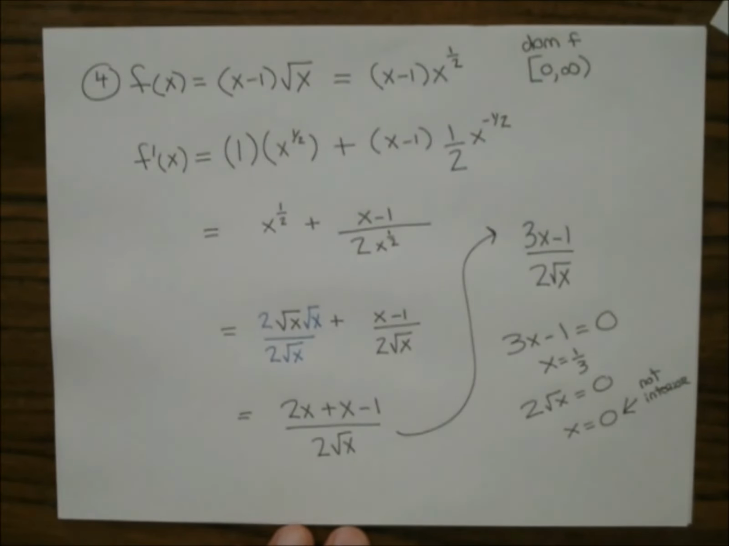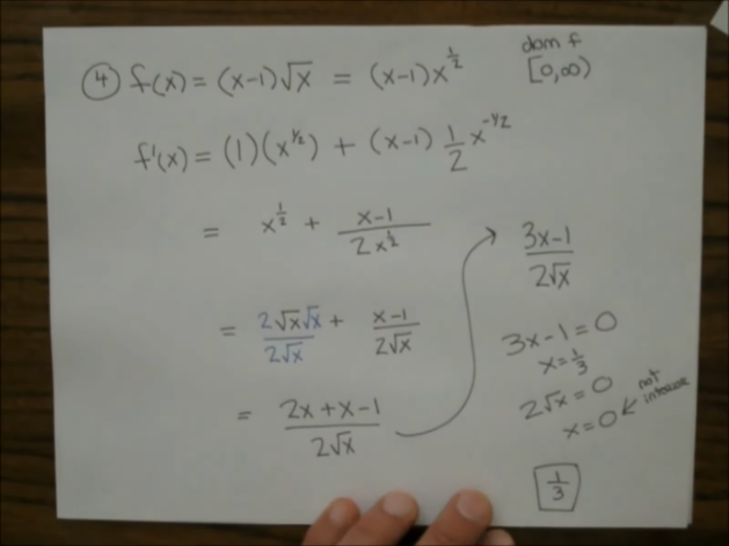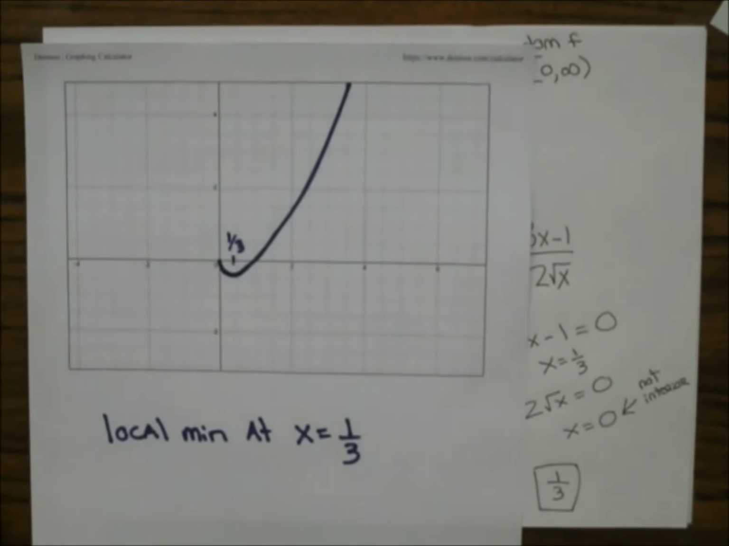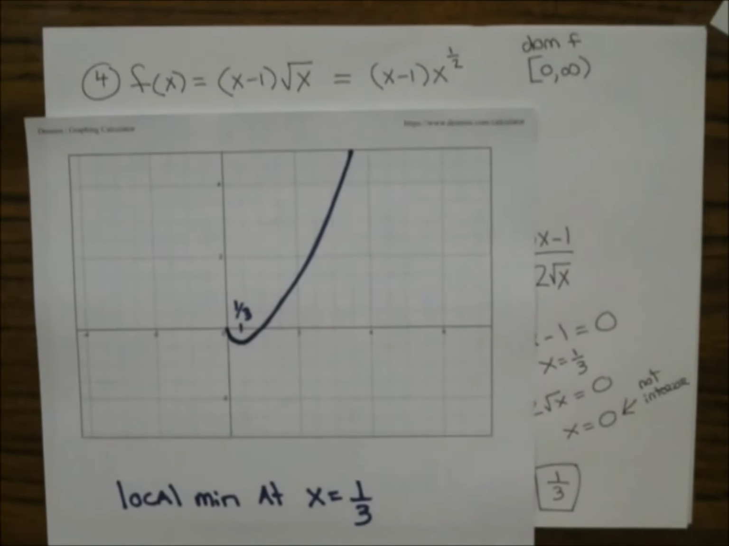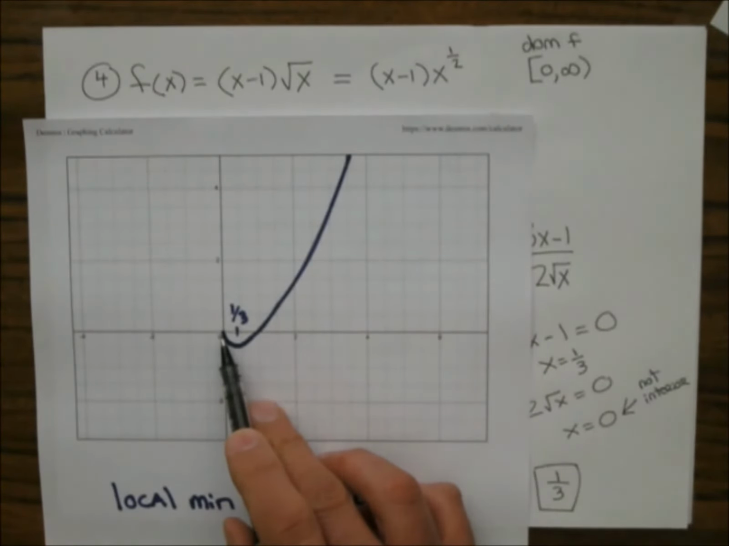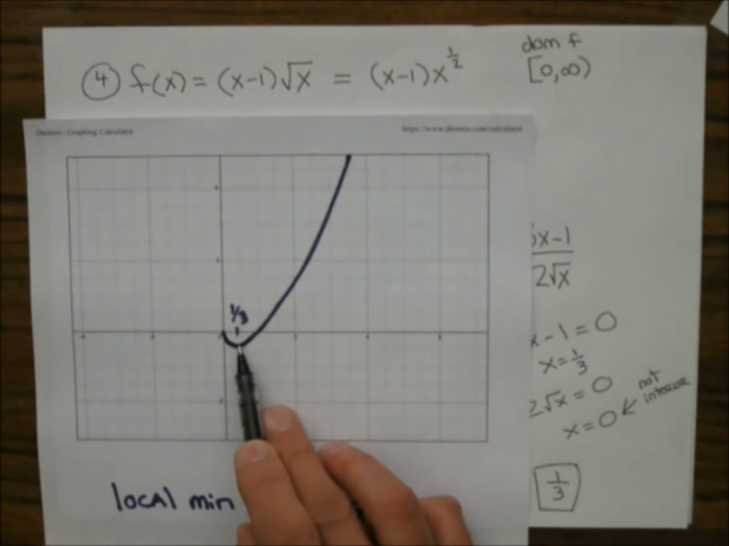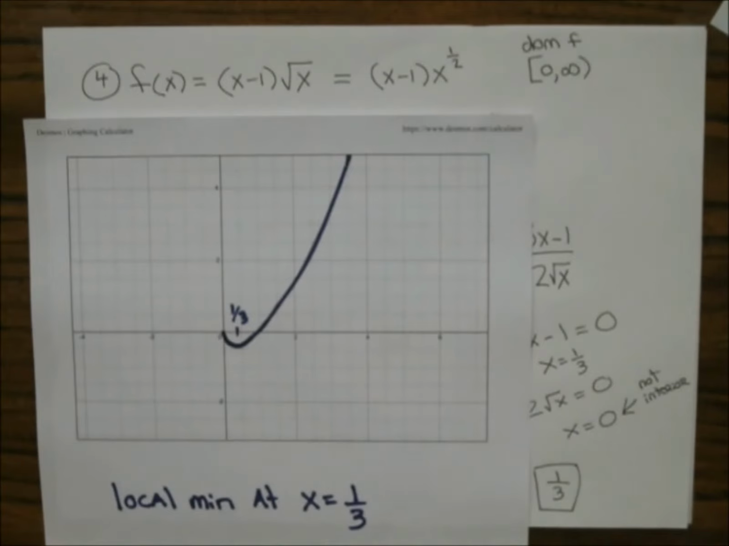I know it's kind of sad. And we just have one critical number. It's 1/3. Let's go ahead and check the graph on this. Look at the graph. That's a weird graph of x minus 1 square root of x. It starts like this, right at 0, 0. So that is the boundary point. So it's not going to be a critical point. But the critical point was at x equals 1/3, and it's a minimum, local min.